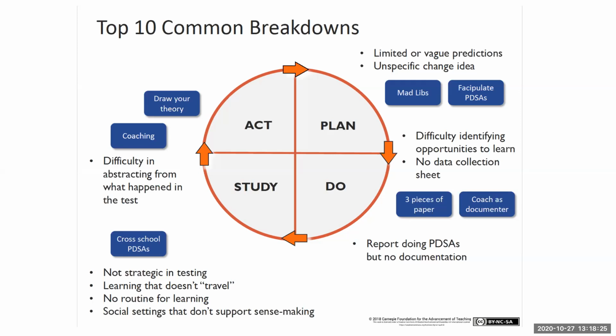So this is the other piece of where things can break down: you do a PDSA cycle, but you don't make space. You don't have a routine for learning. You don't have a set time for the group to come together. You don't have a protocol for what that looks like, or you're not really strategic in how you're testing it. You just quote unquote test it. But really you're just scaling something up school-wide and calling it a PDSA cycle.